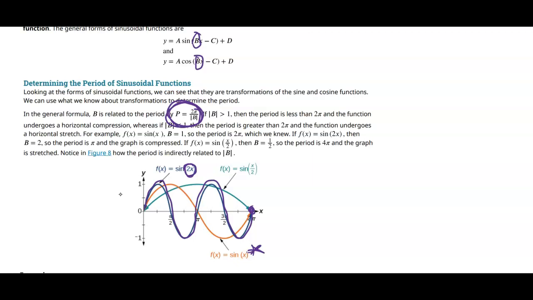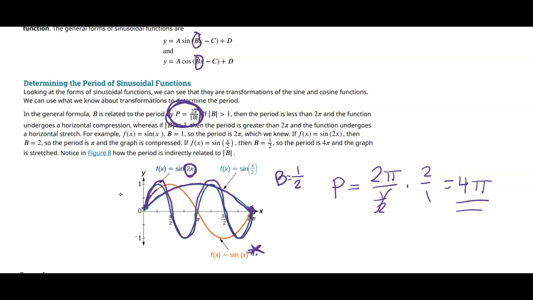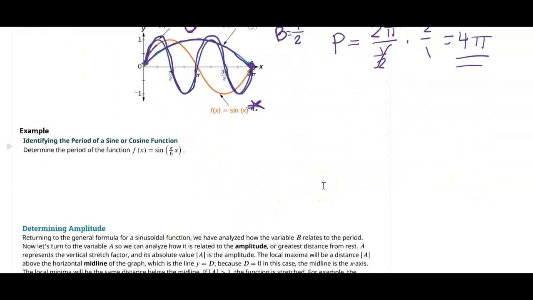The opposite then is true if you have a b value less than 1. So in this case, b is equal to 1/2. Notice that I only have half of a cycle in a normal cycle of my sine function. So if I want to use the formula, I know that my period is equal to 2 pi over b. When I divide by a fraction, that's the same thing as multiplying by a reciprocal. And so you can see that the period of that function would be twice as big as normal.